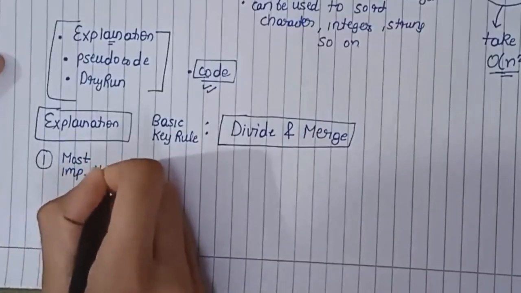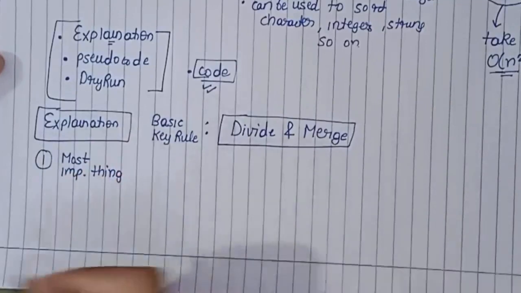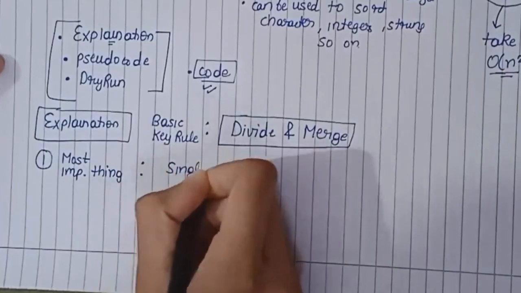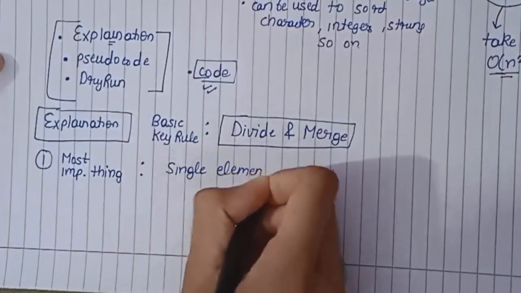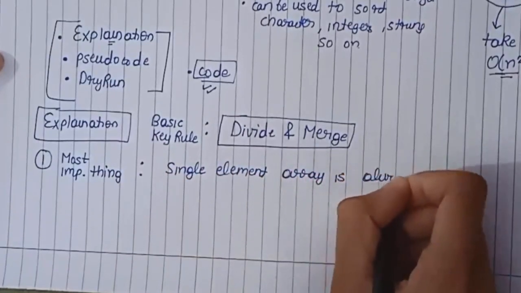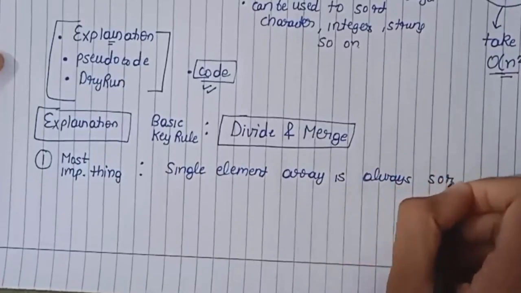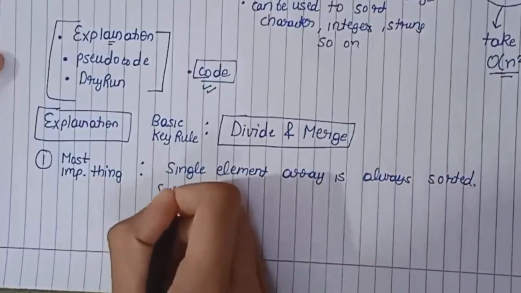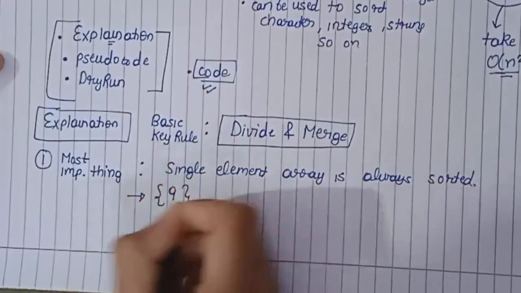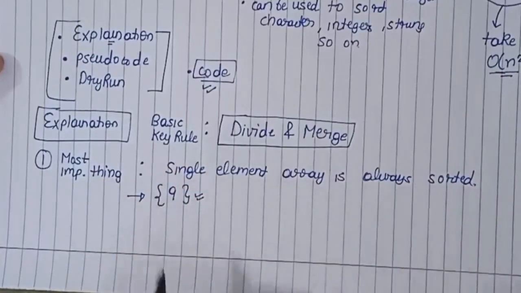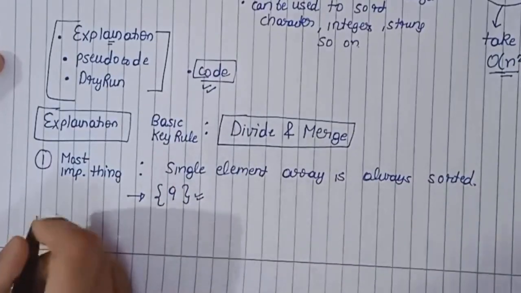The most important, or I can say the most basic, thing about the merge sort algorithm is that a single element array is always sorted. That is, if I have an array of a single element, let's say 9, then this array is already sorted, you can't sort this array anymore. So this is very basic and important from the concept of merge sort algorithm.